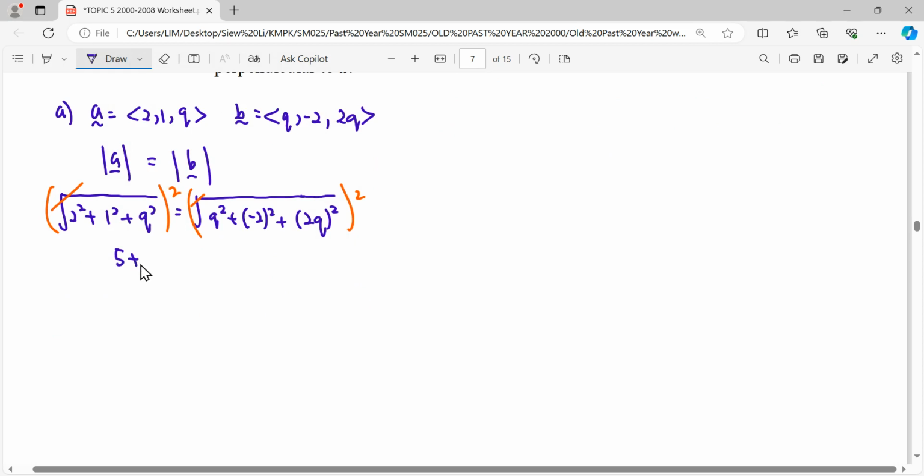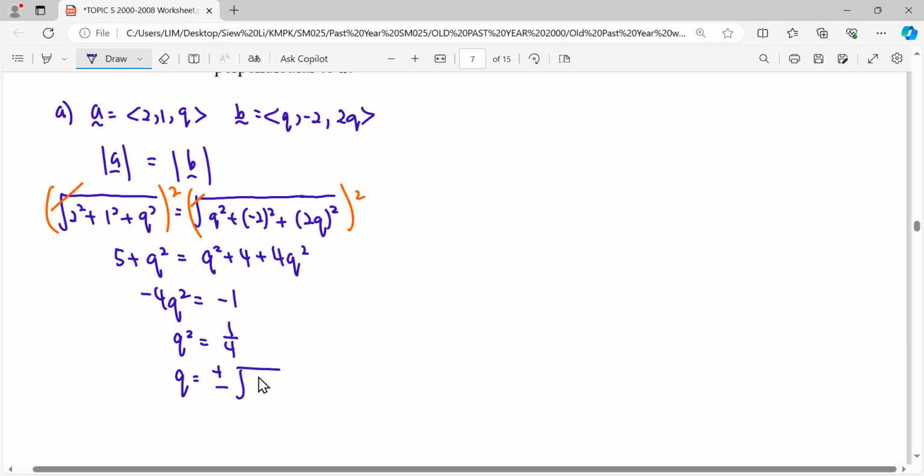So here we have 5 plus q squared, and then here we have q squared plus 4 plus 4q squared. Simplify the q squared here: we have 5q squared. Move to the left hand side, negative 4q squared, and 5 moves to the right hand side, it will be negative 1. So q squared will be 1 over 4. Solving for q, it will be plus or minus the square root of 1 over 4. Therefore, q has two answers, which are positive 1 over 2 or negative 1 over 2.